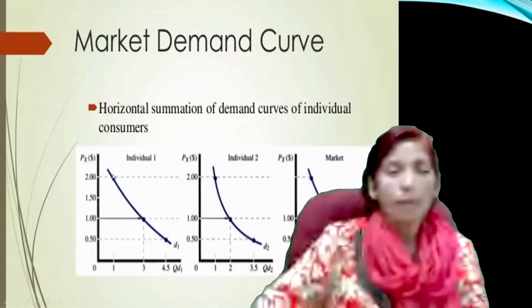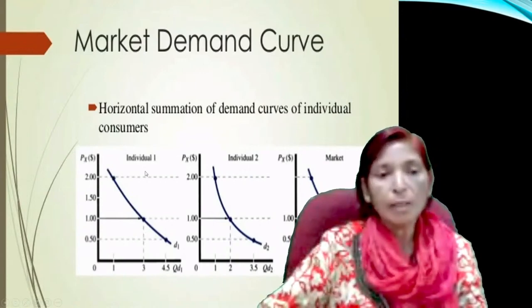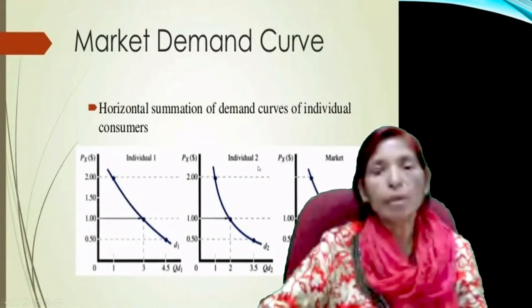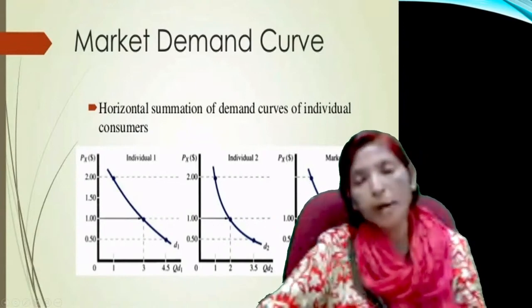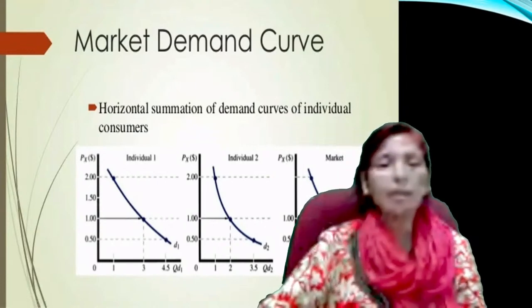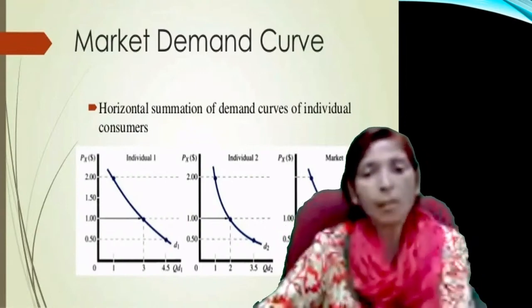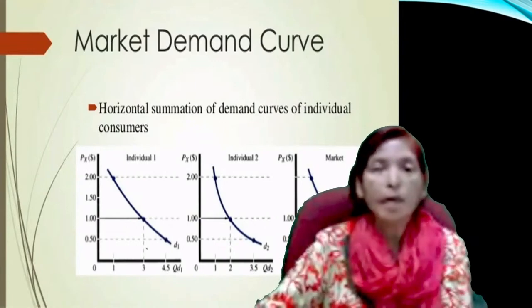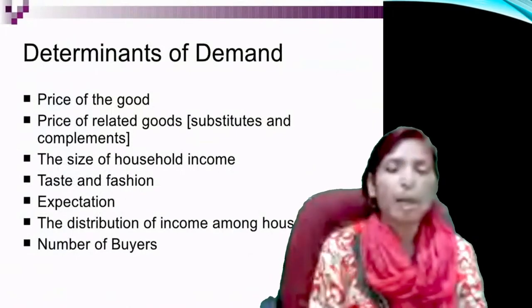If we are showing a single consumer's demand, that will be called an individual demand curve, like individual one's demand curve. Next is individual two, or the second person's demand curve. And if we add the demand curves of individual one and individual two, then we get the market demand curve. So the horizontal summation of individual demand curves is known as the market demand curve.